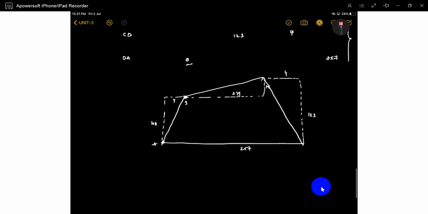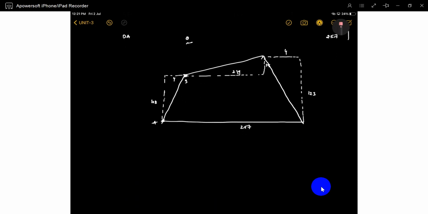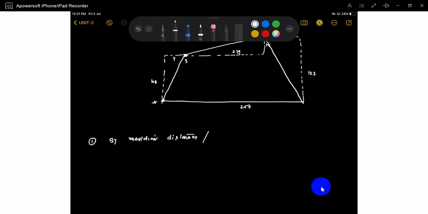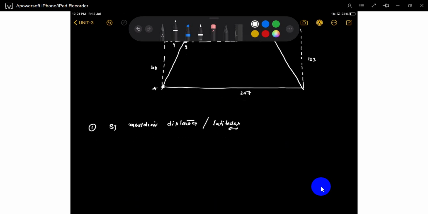So how can we do it? The first method is by meridian distance. Very simple, by meridian distance. So how can we use meridian distances and latitude? Line, latitude, departure, and meridian distance, MD. Meridian distance is longitude.